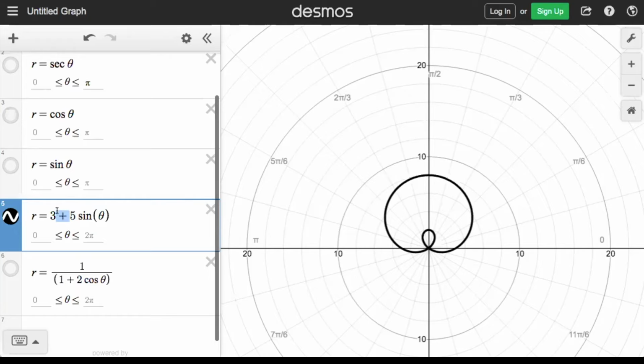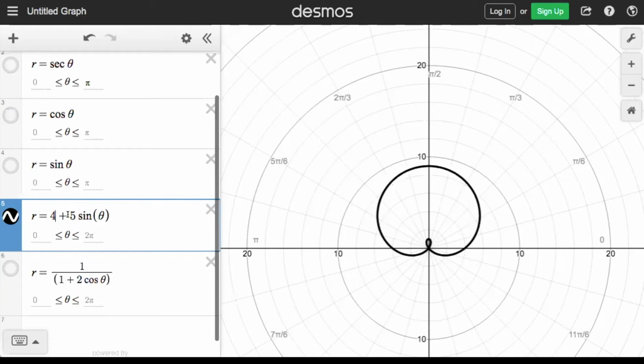What happens if I make this negative? Okay, well, there you go. It flips it. Maybe that's not so much of a surprise. What happens if I make this bigger? Wow, that really made it big and made the little loop small.